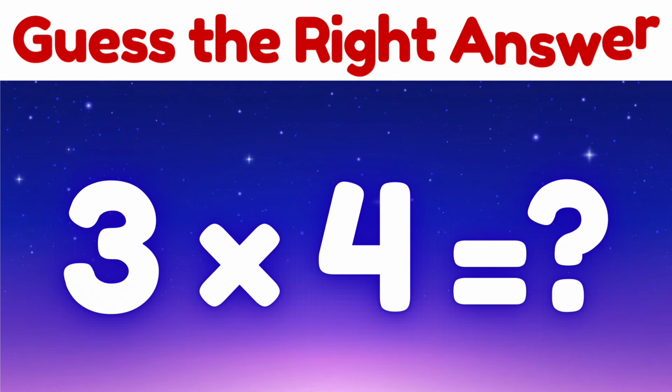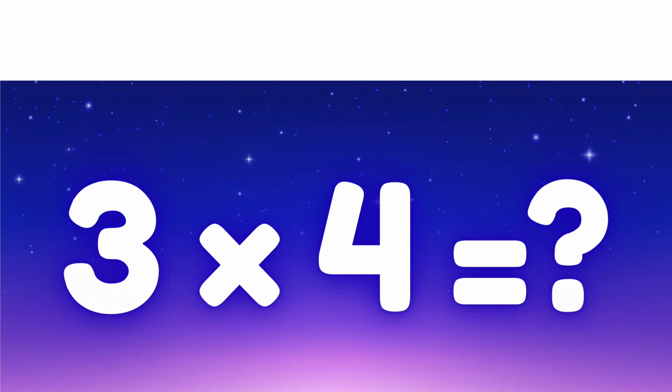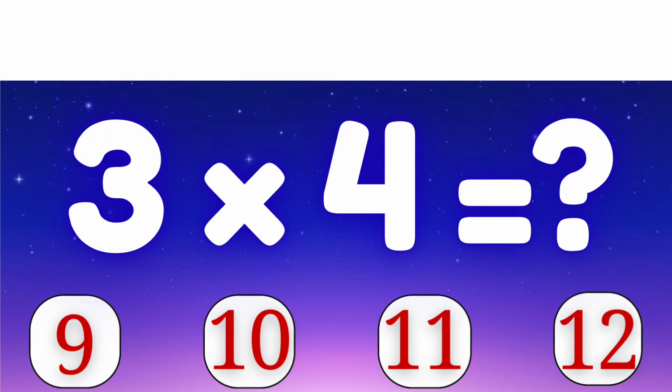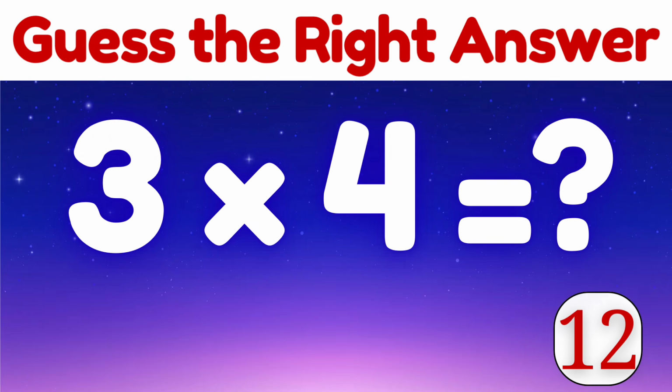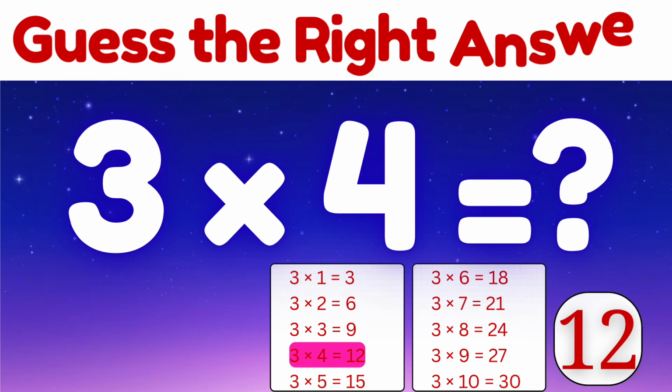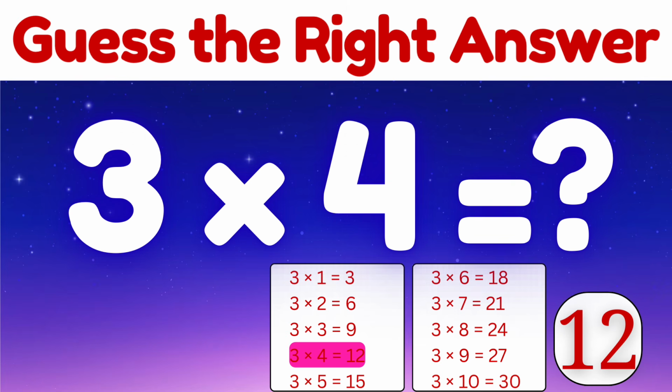Now for the last question. What is 3 times 4? Let's check the options. Is it 9 or 10 or 11 or maybe 12? Think carefully. The correct answer is 12. Wow, great job little mathematician. 3 times 4 equals 12.